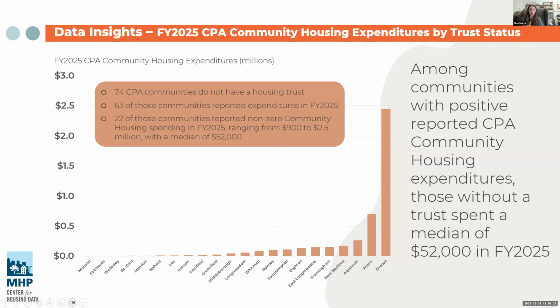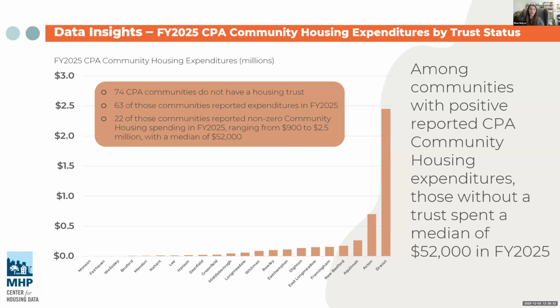63 of those communities reported any expenditures to the Division of Local Services for the past fiscal year. So a handful still haven't reported their data. The vast majority of those reported no expenditures for their housing bucket. Only 22 of them spent any money out of their community housing bucket in that year. Again, this is going to vary year to year, but these are the stats that we see from this year.